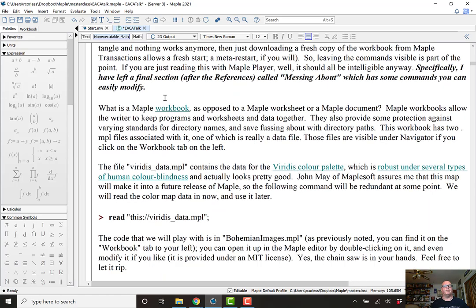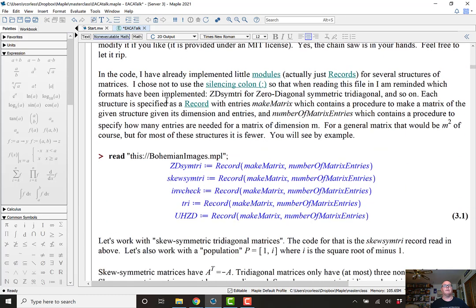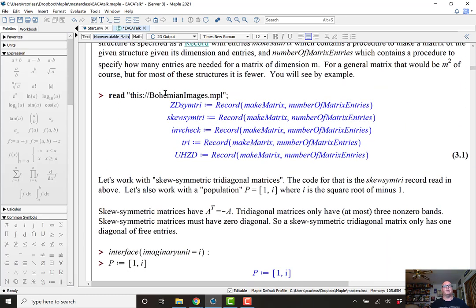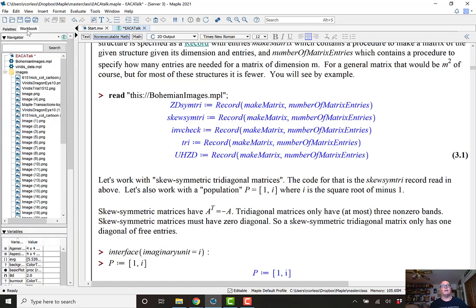Anyway, I'm going to skip a lot of this stuff here, but I will say that my code is available over here on the left-hand tab. In the workbook, you have the code. The programs contained in bohemianimages.maple are over there. And you read that into the worksheet, and it says that there's a whole bunch of them that are predefined. The only one we're going to be using is this one, Skew-Sym-Tri.